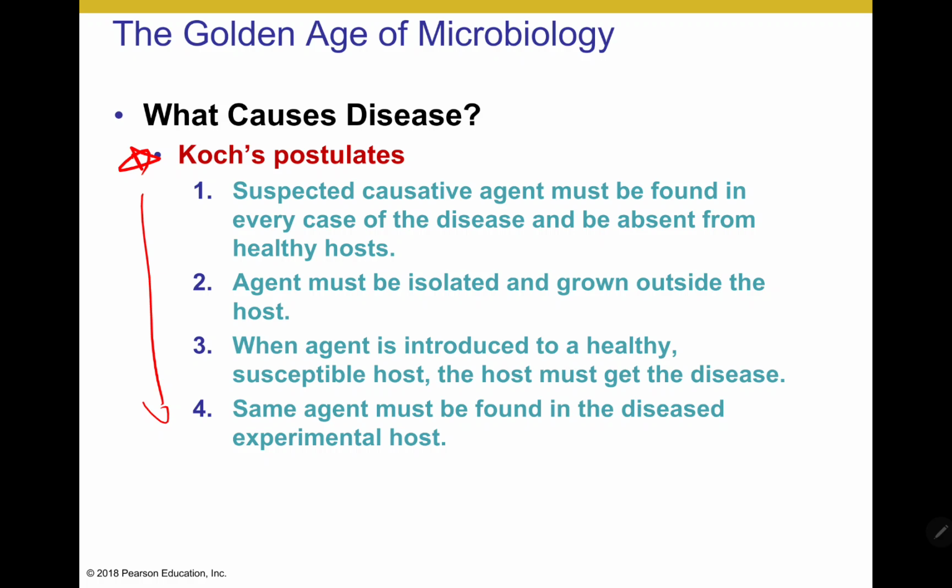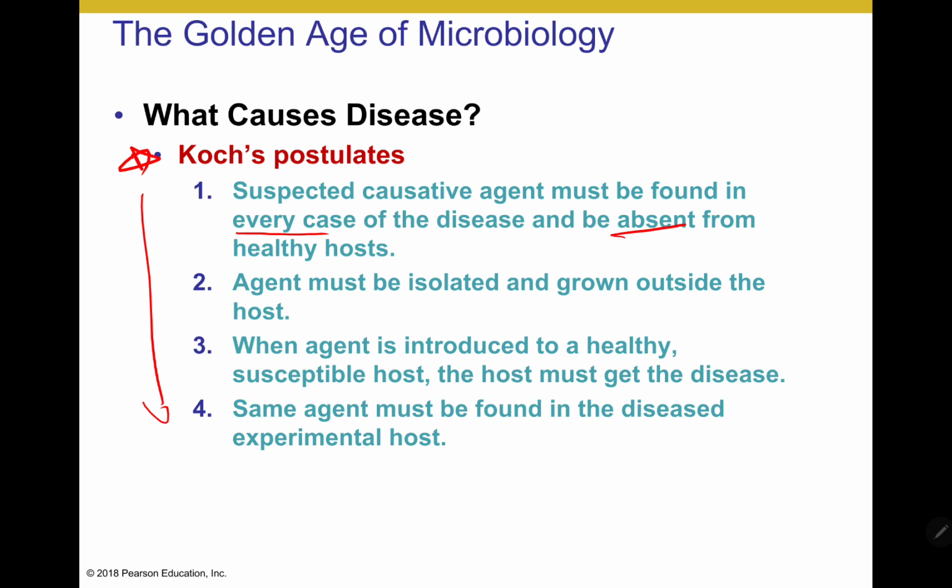Number one, the suspected causative agent must be found in every case of the disease and must be absent from the healthy host. The agent must be isolated and grown outside of the host. So we're going to take it outside of that diseased animal and grow it on a petri dish.